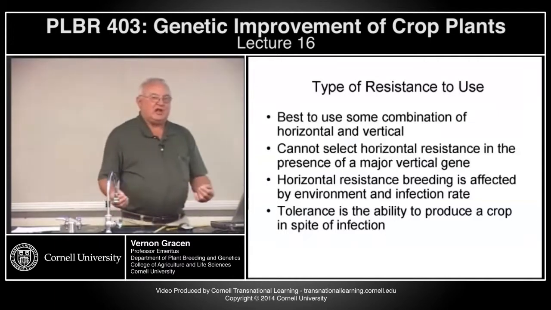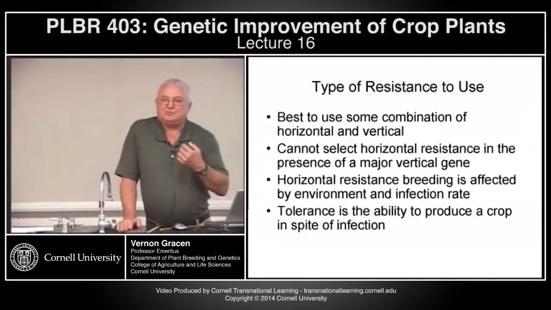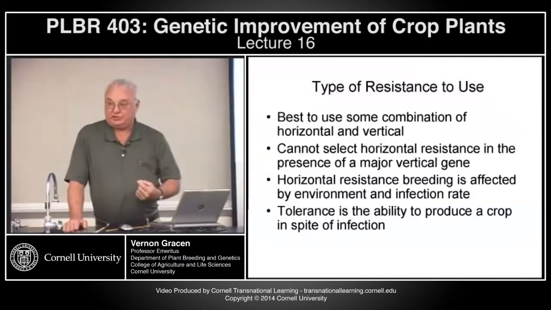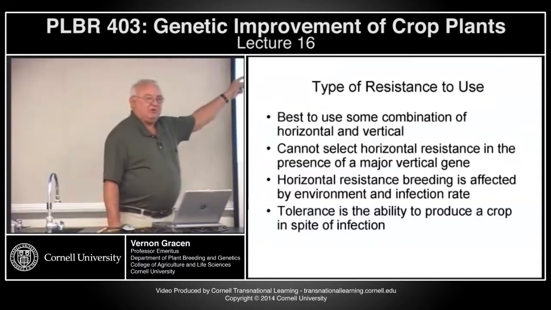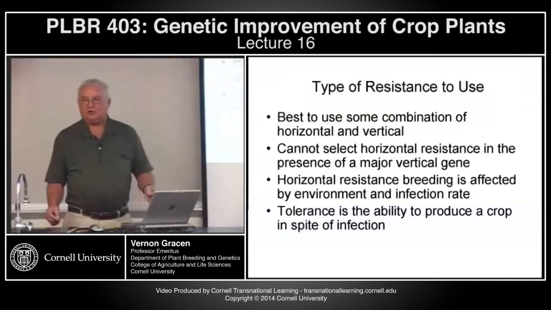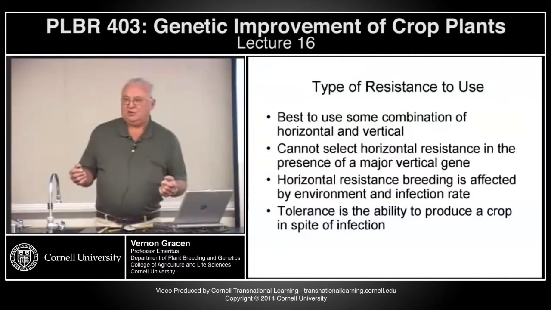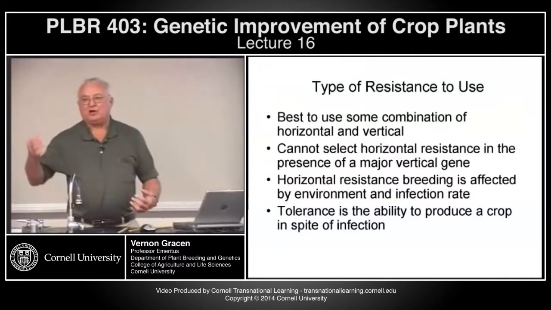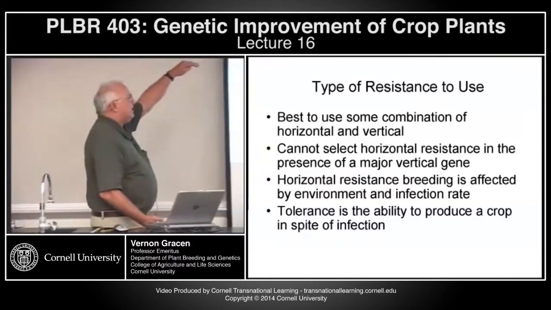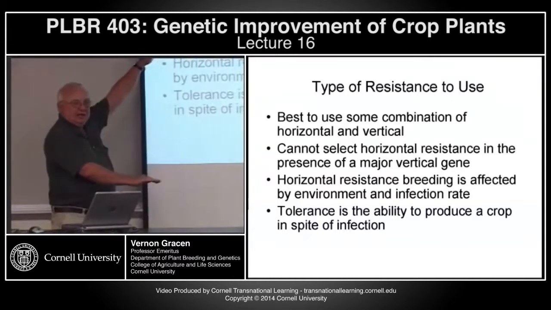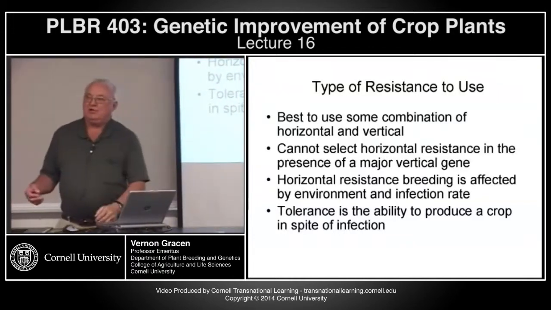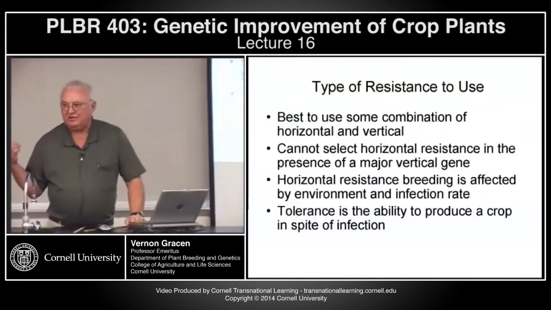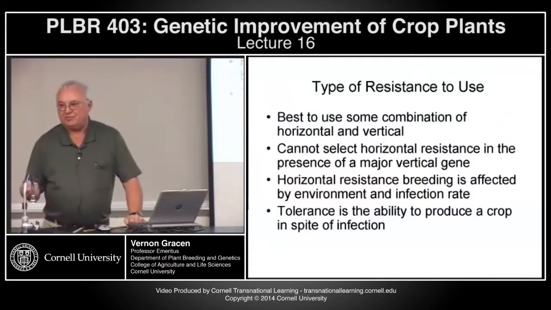Horizontal resistance is nice, but in most cases, people select for horizontal resistance because they don't have readily identifiable major dominant vertical genes to work with. And so in most cases, we're really working with somewhere in between a single dominant gene and total polygenic inheritance. We're usually working in the range of 2 to 5 resistance factors, maybe with some modifiers.